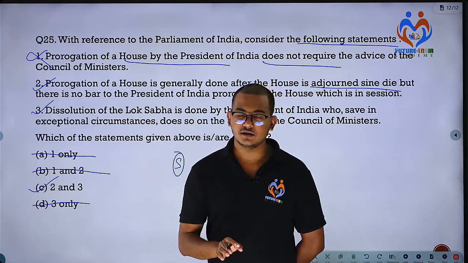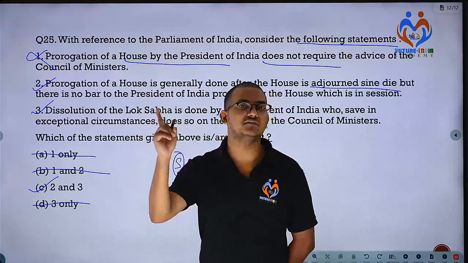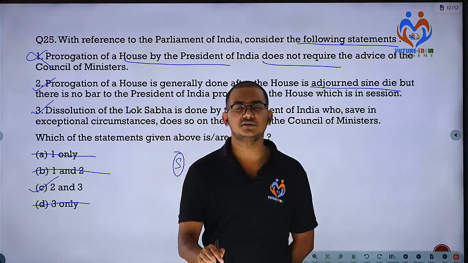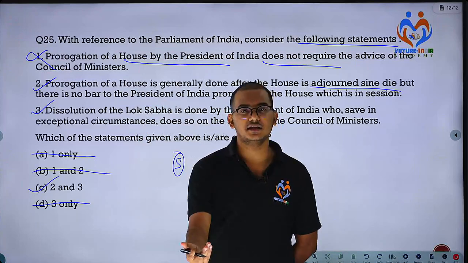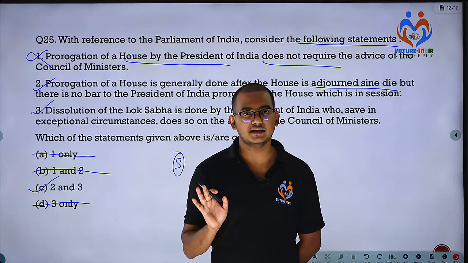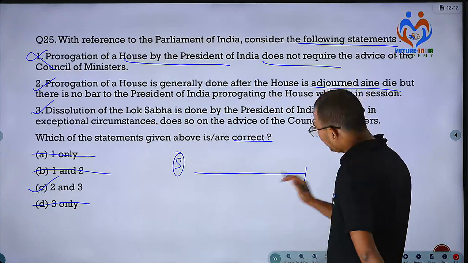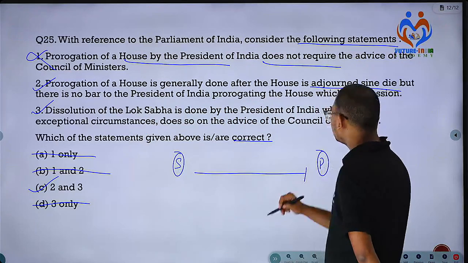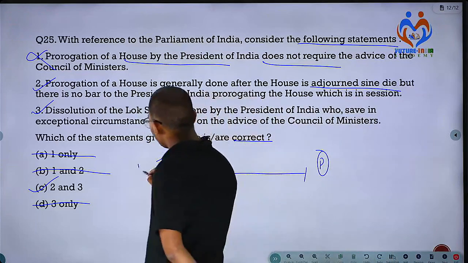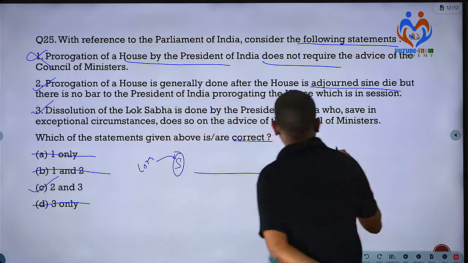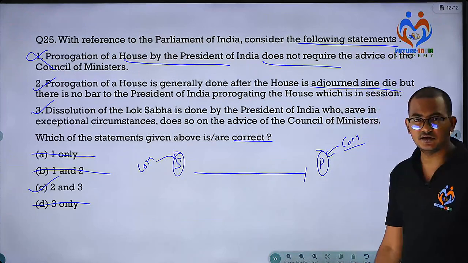On the last day, the Speaker will do adjournment sine die, which means we are ending the session for today and I don't know when the session is going to start again. Once he does the adjournment sine die, the President will prorogue the session. But these two things he will do by following the advice of the Council of Ministers.